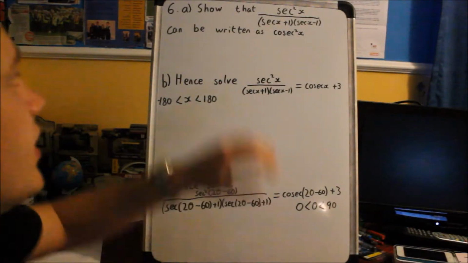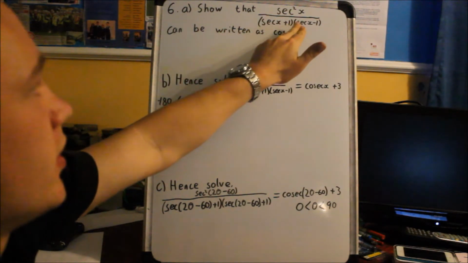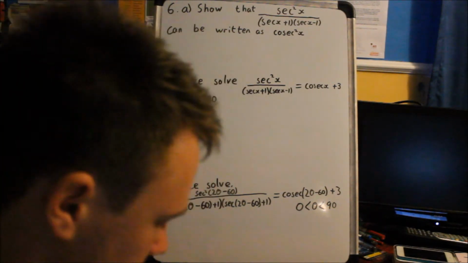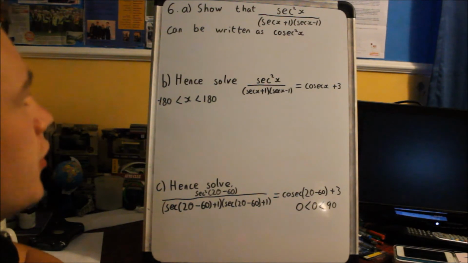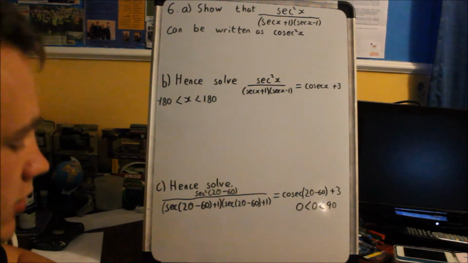Okay, so question 6, 6a: show that sec squared x over (sec x plus 1) times (sec x minus 1) can be written as cosec squared x. So, sort of a typical question. It normally comes up somewhere in a Core 3 paper, something like this. You're going to be using your trigonometric identities that you know.